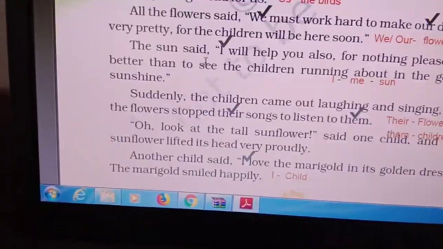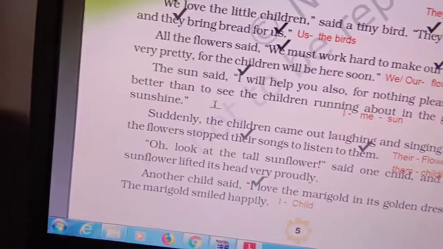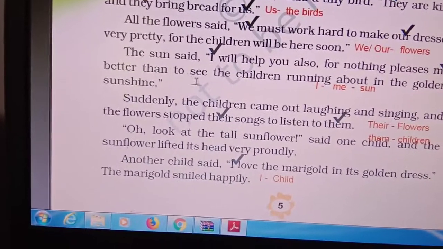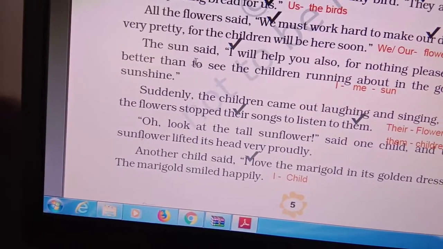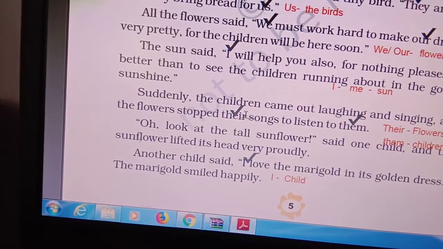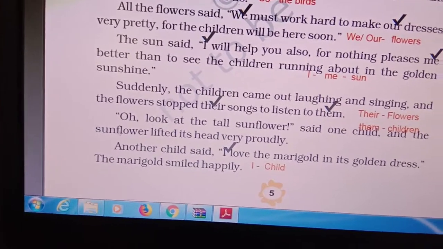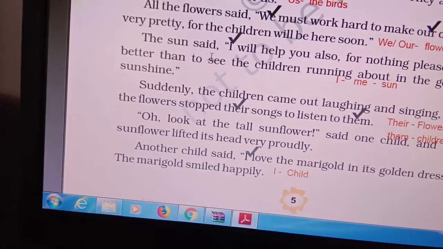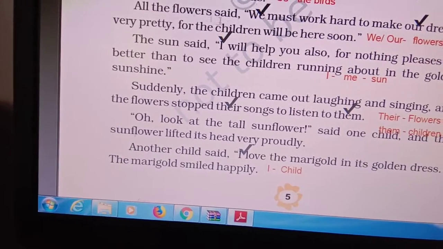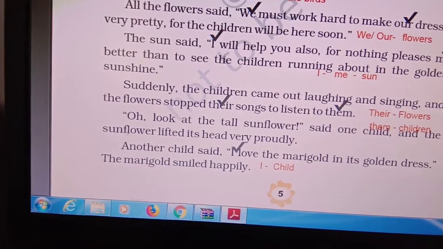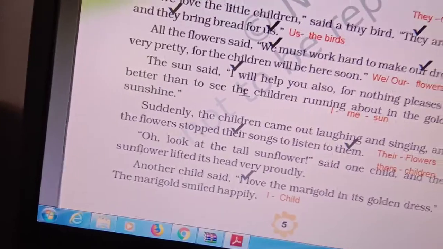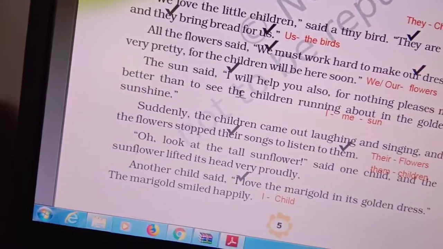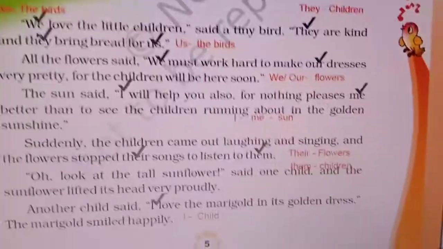See children, here is also a small paragraph. It's a beautiful conversation between the flowers, the sun, the birds. What were they doing? They were conversing with each other. They were talking about each other. They were talking with each other about the children.